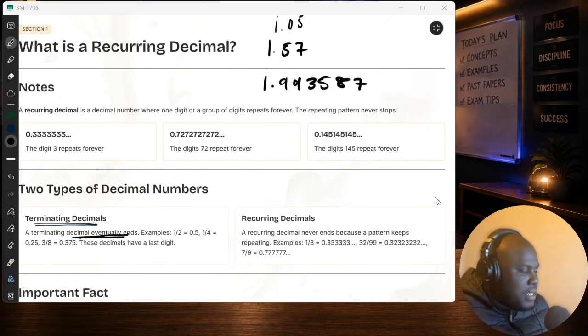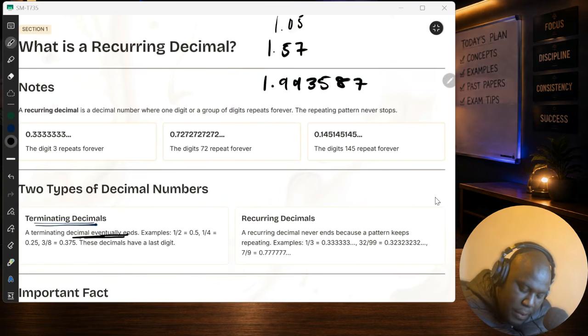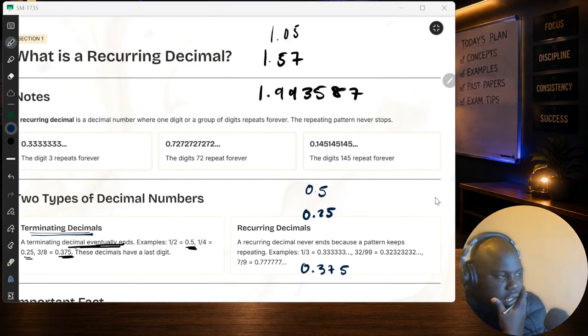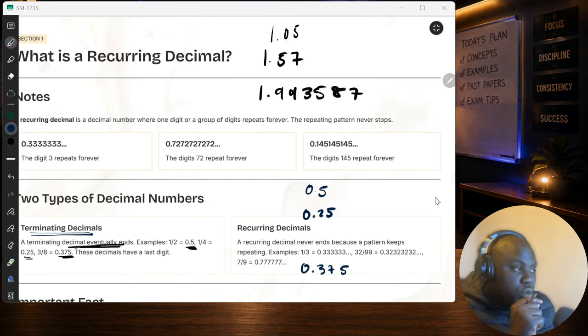And a terminating decimal, if you want to convert it to a fraction, here are examples they've given you: 0.5, 0.25, 0.375. Let's see how I would convert a terminating decimal to a fraction. Let me quickly do it. So we have 0.5, then 0.25, then 0.375. We want to convert these to fractions. What would we do? We need to know the rules. So I'm going to tell you the rules, and don't forget them. I've talked about them before, but I'm going to talk about them again right now.